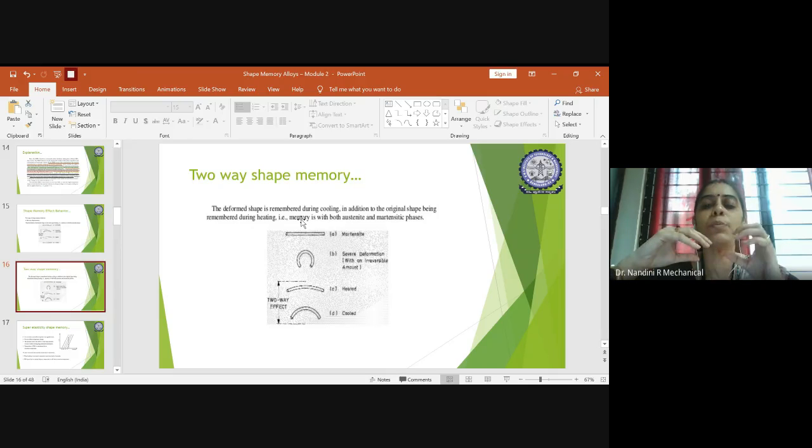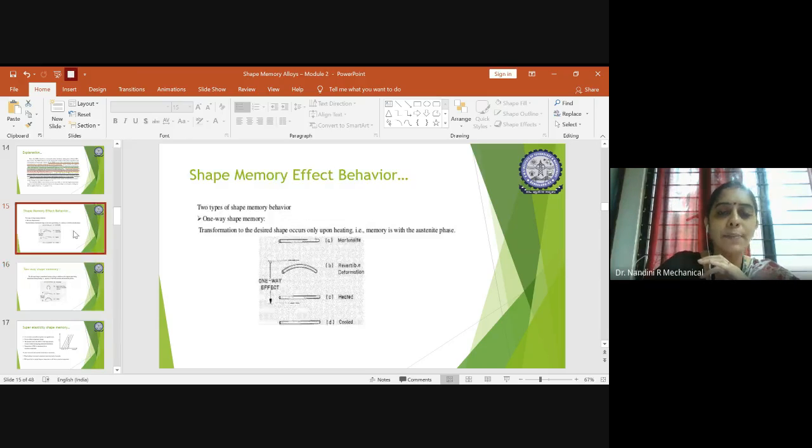It means it has the memory concept in both austenite and martensite phases, where it can go and come back to and fro. Then the hysteresis loop will be closed because it has the two-way shape memory effect. If it has a single-way memory, it cannot regain its original position. This will be the initial. So when heated, it can deform, but it won't be able to come back to the position because it will not have the memory in the cooling stage.